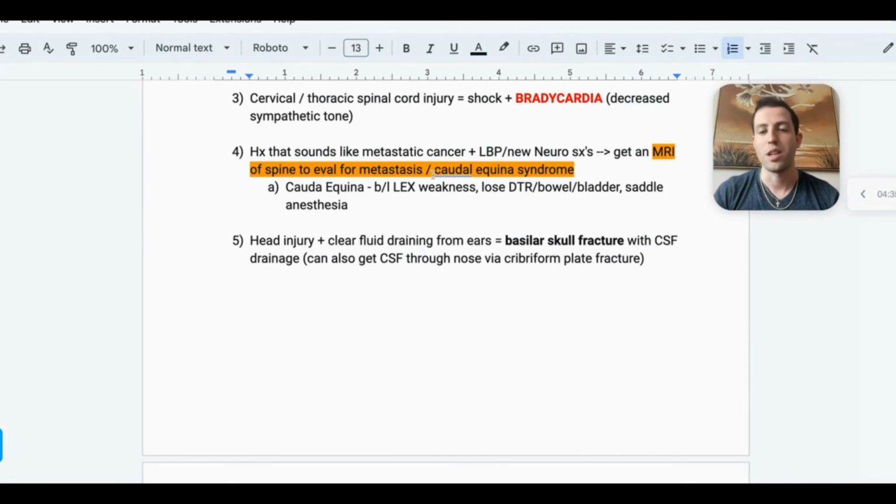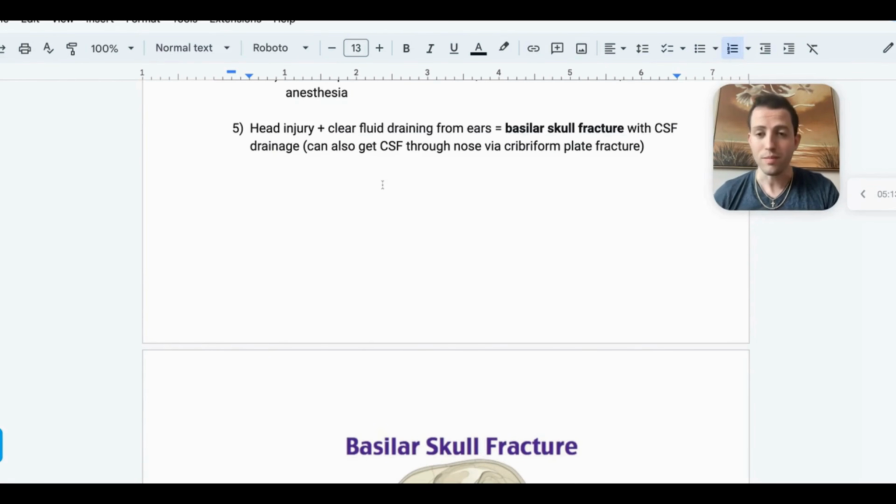So number 4, patient has a history that sounds like, let's say, prostate cancer, and now they have low back pain and new neurologic symptoms. You want to get an emergent MRI to evaluate for metastasis of the prostate cancer to your spine and new resultant cauda equina syndrome. So cauda equina is basically bilateral lower extremity weakness. You're going to oftentimes lose deep tendon reflexes, bowel function, bladder function, might even say that there is poor rectal tone, and these patients are going to have saddle anesthesia. So if you suspect that there is metastasis to the spine with new onset neurologic symptoms, the neurosymptoms mandate an MRI immediately.